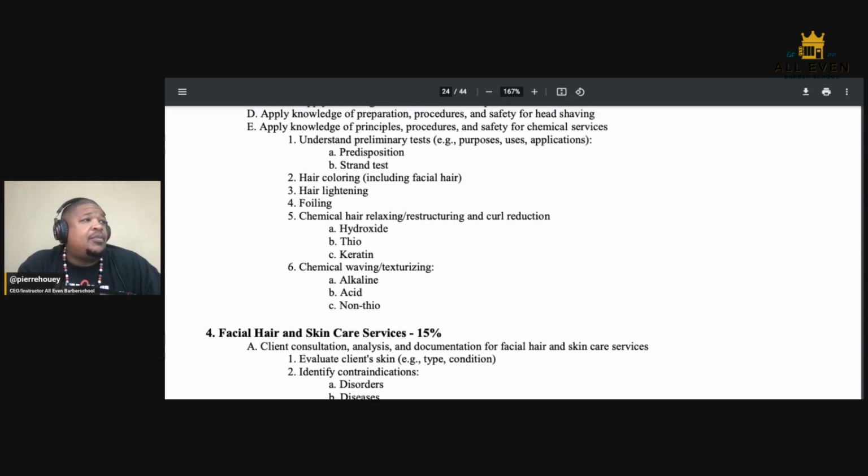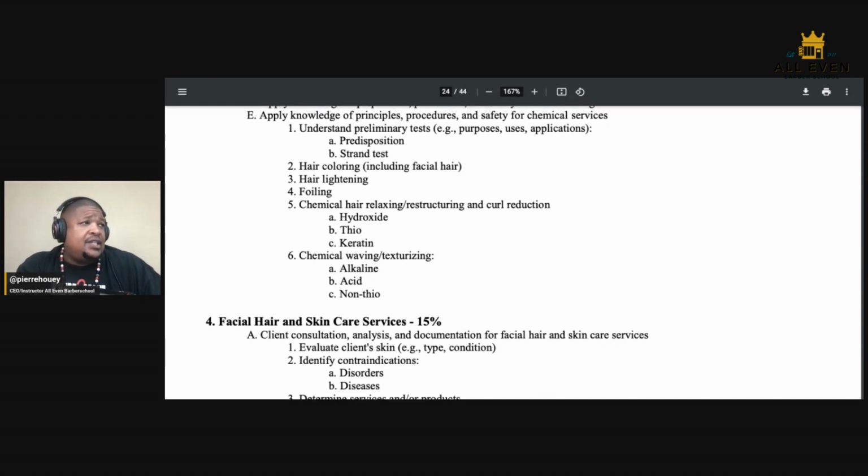All right. D and E. D, apply knowledge of preparation, procedures, and safety for head shaving. Notice they said prep, procedures, and safety for head shaving. So it's not just head shaving, it's the prep involved and the safety involved. Okay, that's angles that you use in the blade. That's what happens if you nick somebody. What are you going to use? Preparation is draping somebody forward. What do you use the different materials for, et cetera, et cetera.